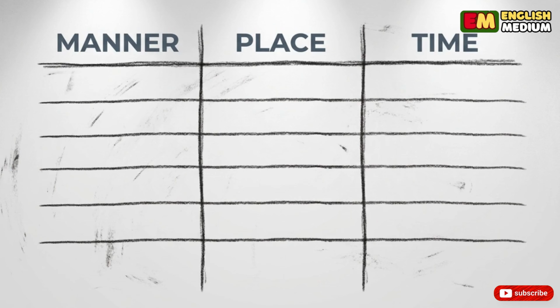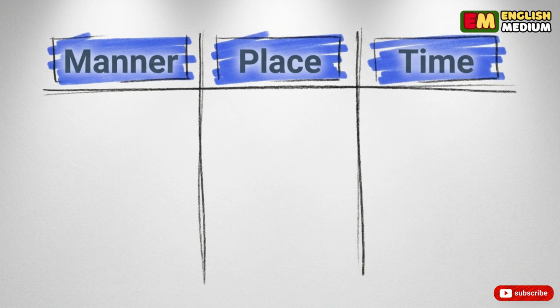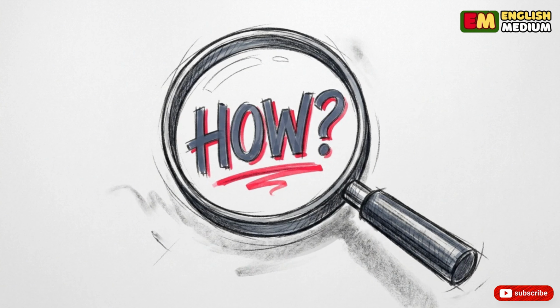Let's look at this table. It divides our first major category of tools into 3 simple columns: manner, place, and time. These are the adverbs we use specifically to give context to our action words. First, we have adverbs of manner. These explain the specific way an action is performed.